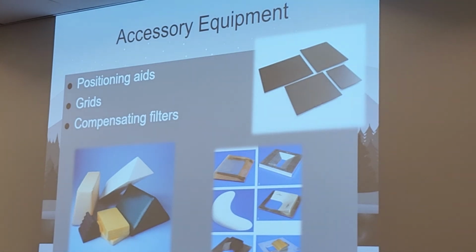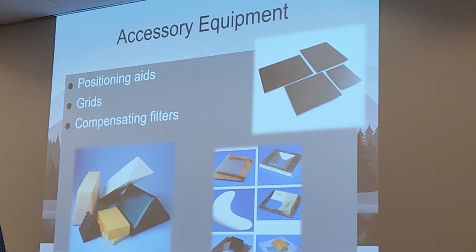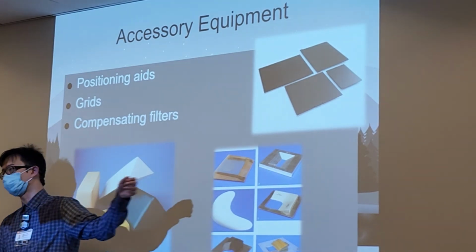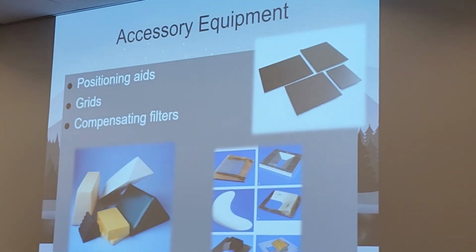So if you have something that is a mix of thin and thick, you will get an image that looks different on one end compared to the other. The purpose of these compensating filters is to prevent the image from looking different by adding some extra thickness to your thin part. So it's compensating for the change in thickness. Right, so compensating filters.